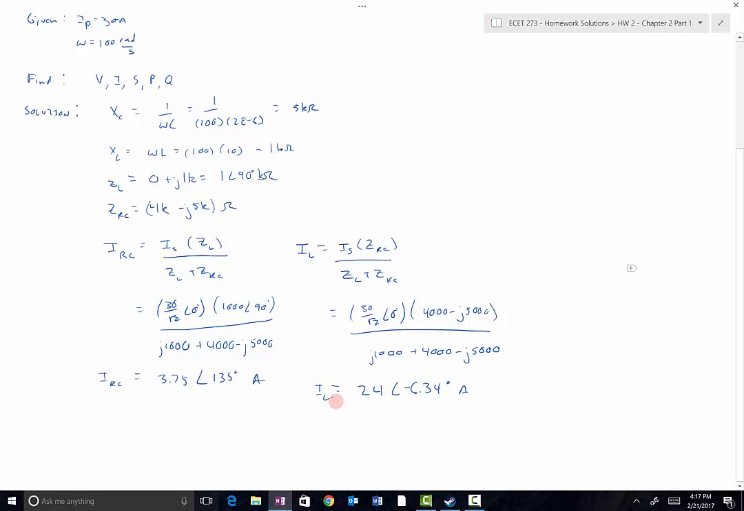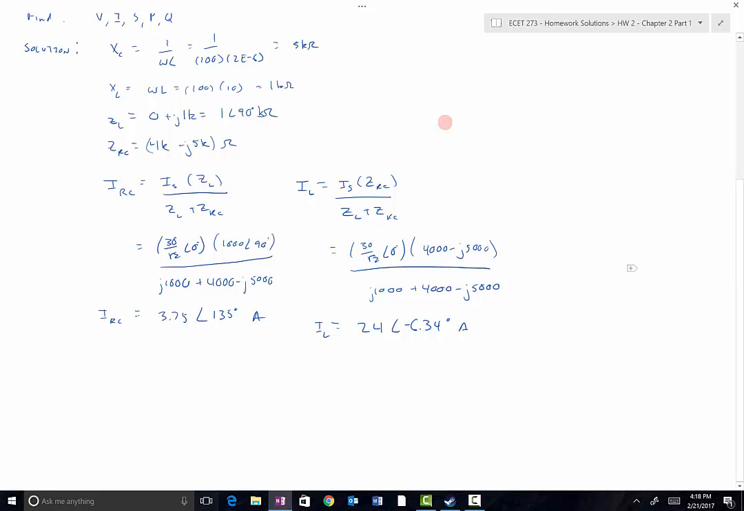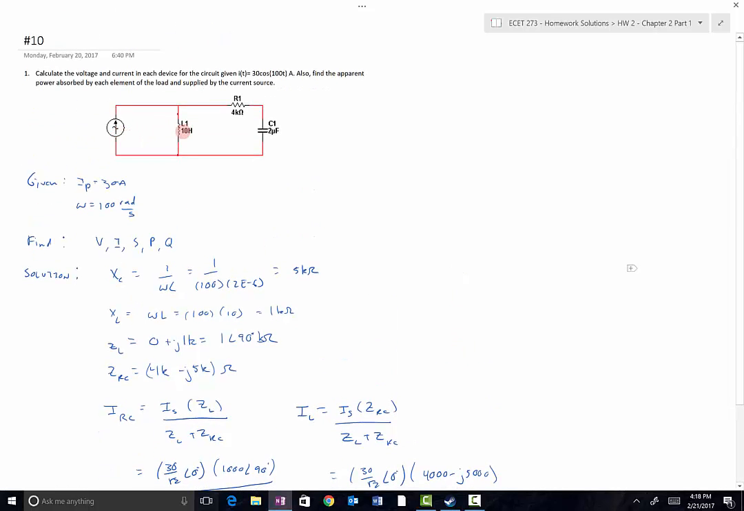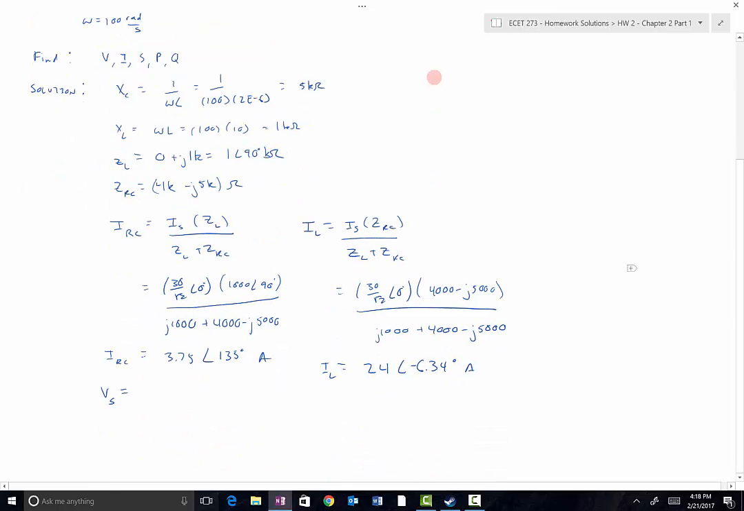Right. So if you sum the two of those together, you should get 30 over radical 2 at 0 degrees amps. So that's all the currents in the circuit. Next, I need to determine the voltages in the different elements. The supply is in parallel with the inductor, so the voltage here is the same as the voltage here. So Vs is equal to VL.